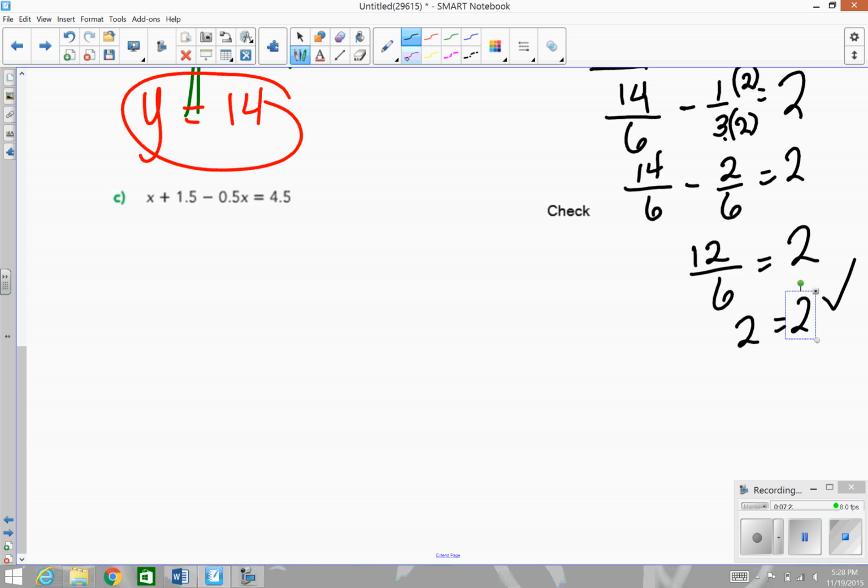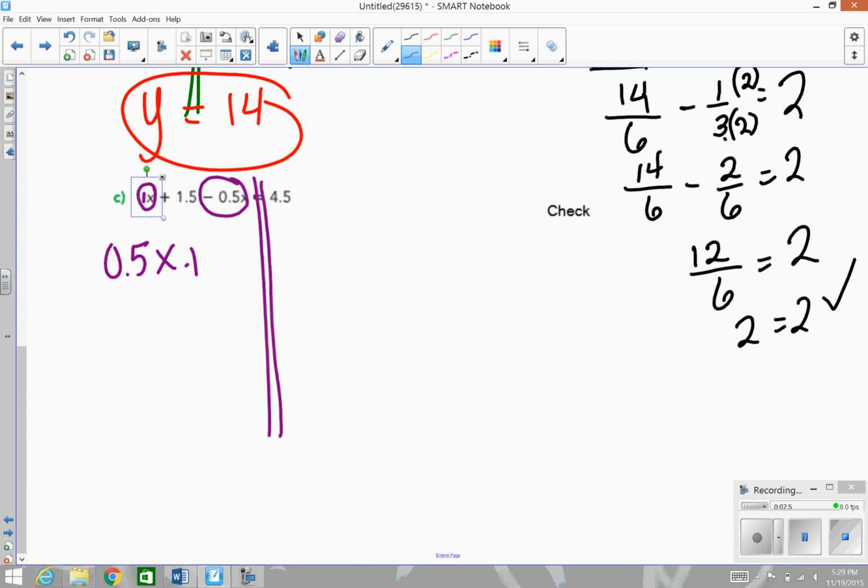Now this example is unique, different than the other two. The reason it's different is because there's 2 algebraic terms, and I'm going to want to combine those before I start solving anything. So this is a 1x minus 0.5x, or minus half x. So 1 minus a half leaves us with a half. 0.5x plus 1.5 equals 4.5. Now that I got it down to 1 algebraic term and 1 constant term, I'm okay to solve.